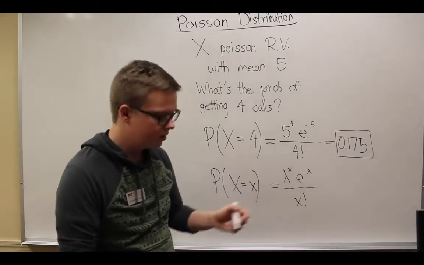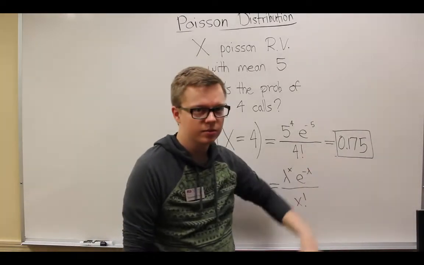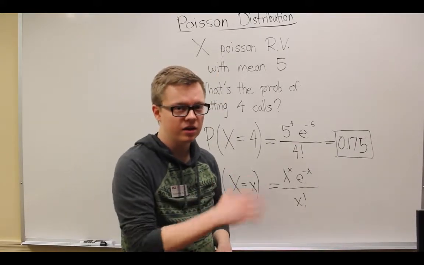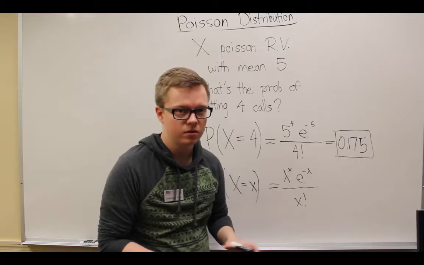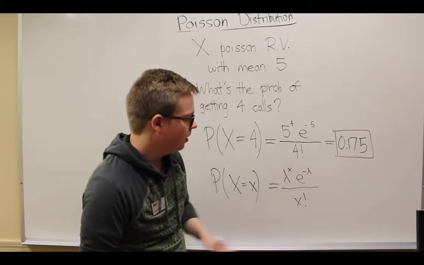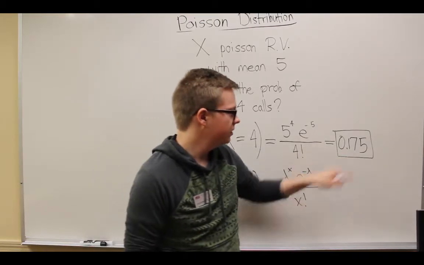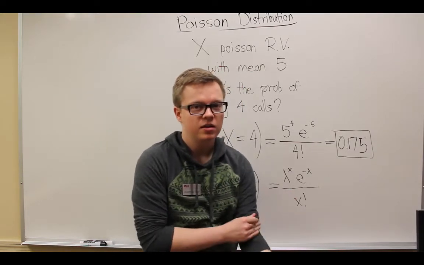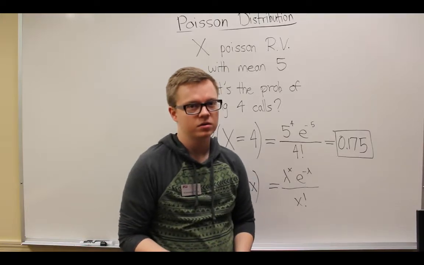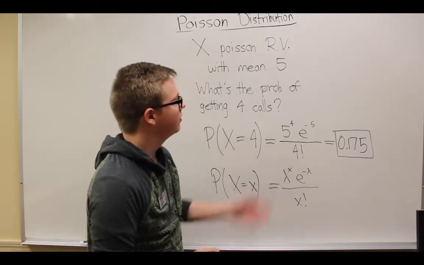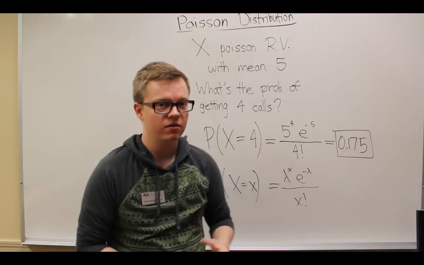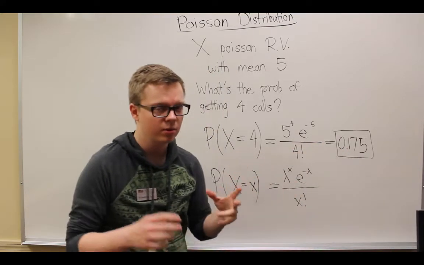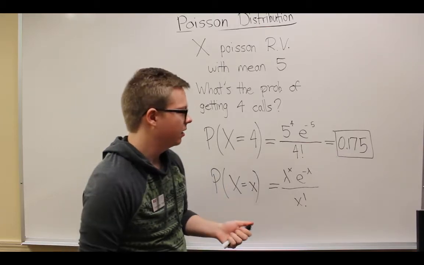0.175. Just to check, first of all, it makes sense that it's between 0 and 1 because it's a probability distribution. If you get anything negative or anything greater than 1, you know something went wrong. And the number says there is a 17.5% chance that they get exactly 4 calls within the next hour, given that the mean number of calls is 5. Because we're using the PDF, it tells us the probability of exactly 4 calls.